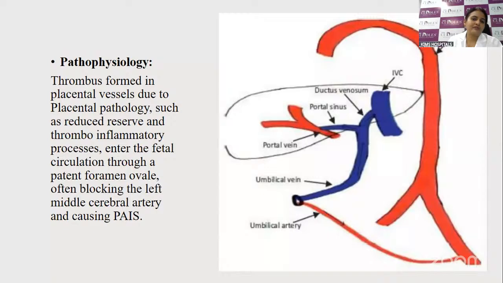The pathophysiology of perinatal arterial ischemic stroke is that a thrombus forms in the placental vessels due to placental pathology. Due to reduced reserve and a thrombo-inflammatory process, this enters the fetal circulation through a patent foramen ovale, often blocking the left middle cerebral artery and causing the perinatal arterial ischemic stroke.